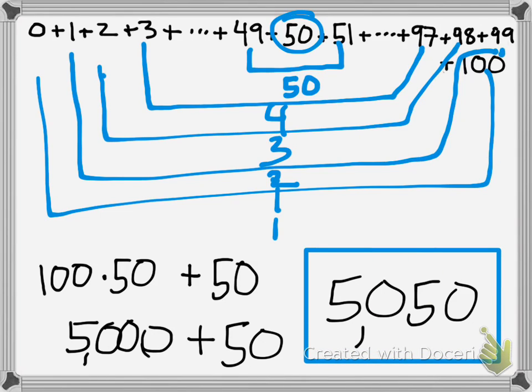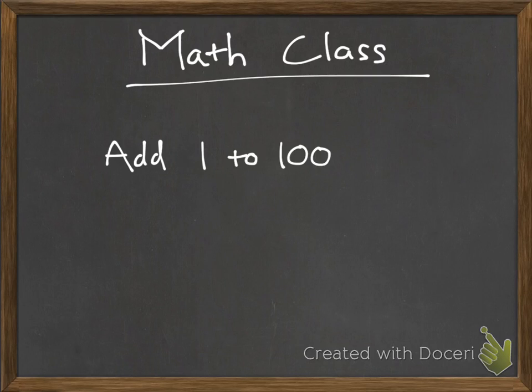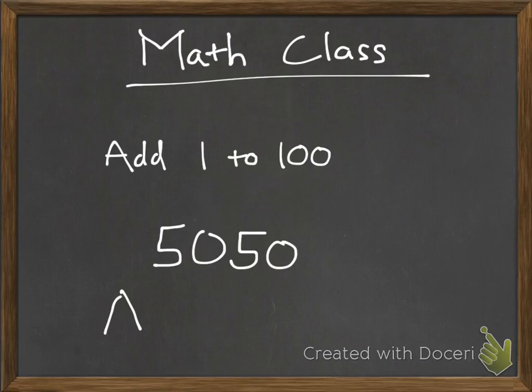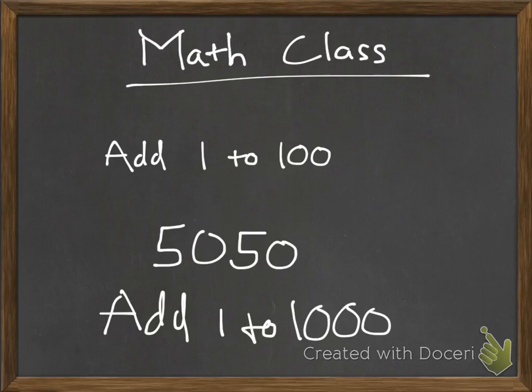Check you out. You just saved a lot of time, didn't you? And you actually used your head. Congratulations. So you go back up to your teacher and say, "I have the answer. It's 5,050." And your teacher looks at you, and you're like, "What? How'd you get it so fast?" And then he or she says, "Now add from 1 to 1,000." And you say, "Well, I'll be right back. I'll do it in a second." And then you come back and you have your answer.